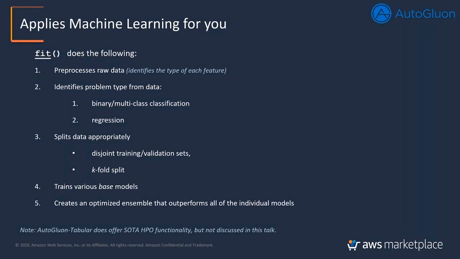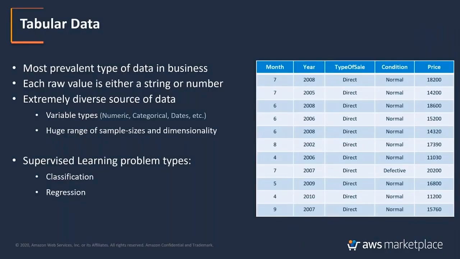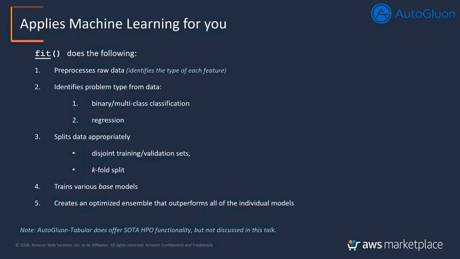So AutoGluon applies machine learning for you. All you do is call the fit, which preprocesses the raw data, identifies the type of each feature, and identifies the problem type from the data. Because you specify the column that you want to predict, AutoGluon can simply take a look at that and determine for you, is this classification or regression? And then it splits the data appropriately. You have no need to specify a validation set with AutoGluon. It'll do it internally. And then it trains various base models and creates an optimized ensemble that outperforms all the individual models. One additional note is that AutoGluon does offer state-of-the-art hyperparameter optimization functionality with Bayesian optimization-based hyperband, but this will not be discussed in this talk.